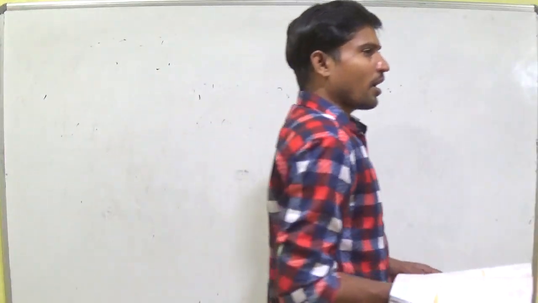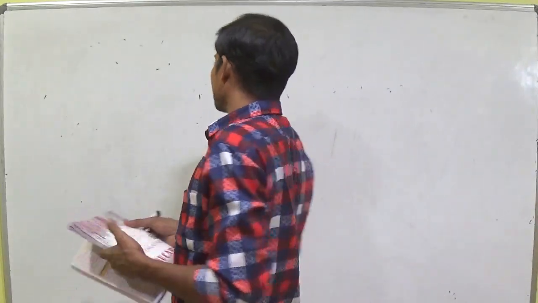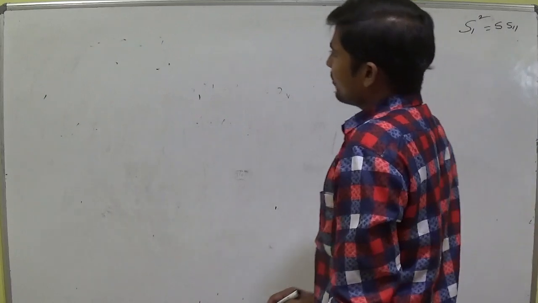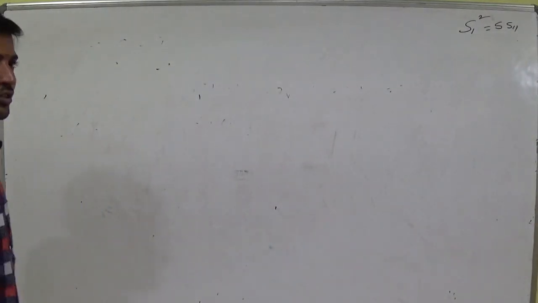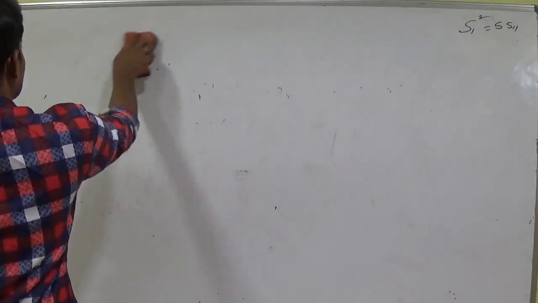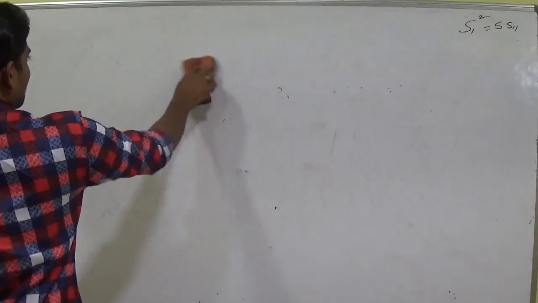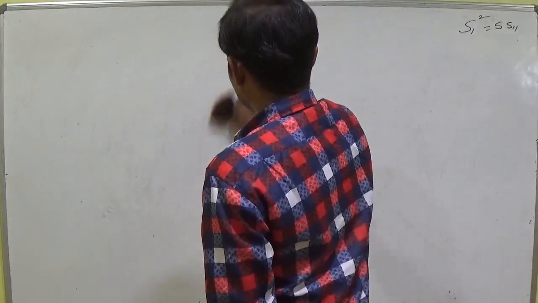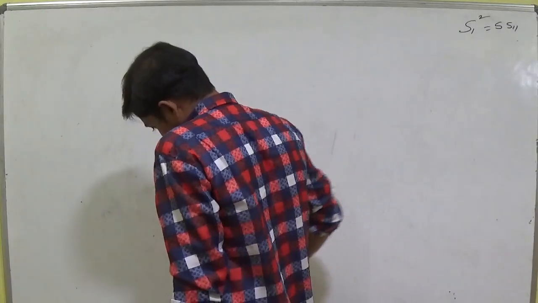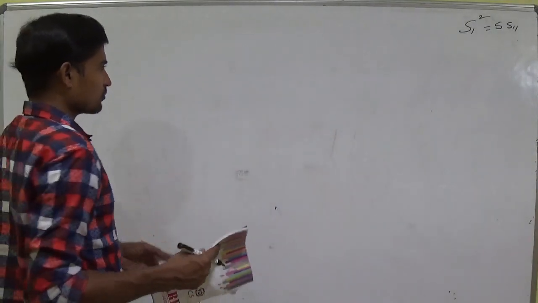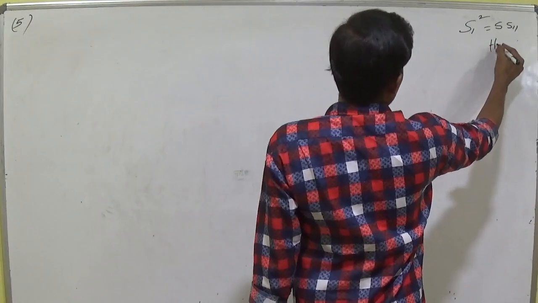Let us solve this. S1 square equals S into S11. This is the equation of the pair of tangents drawn from a certain point to a circle. Given the circle equation and a point, this is the fifth one. The fourth one is homework.